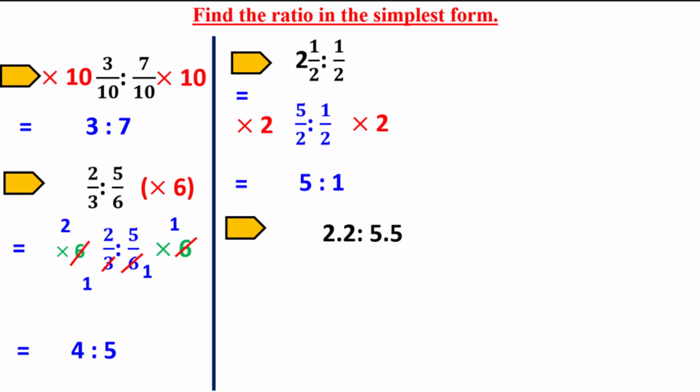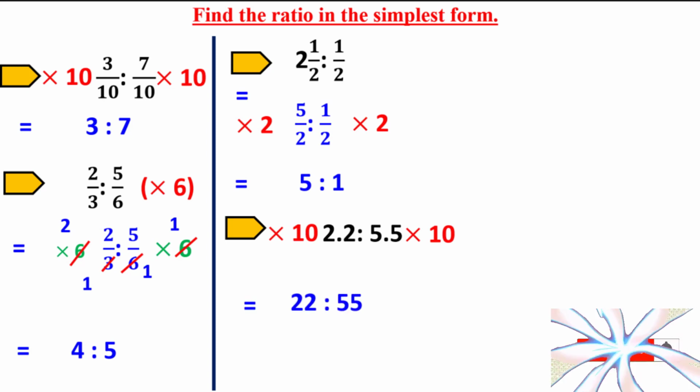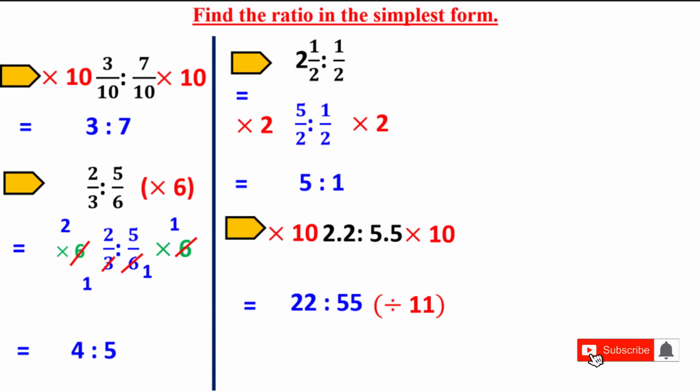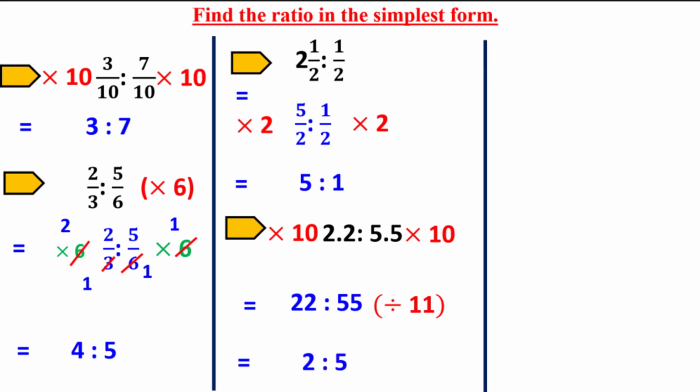Next, 2.2 and 5.5. The first step is what? Get rid of the decimal point. Multiplying by what? 10, we will get 22 to 55. Dividing by 11, we will get 2 to 5 in the simplest form.